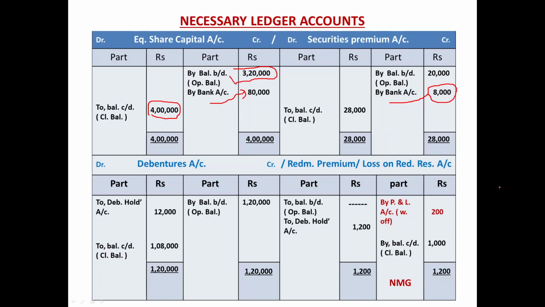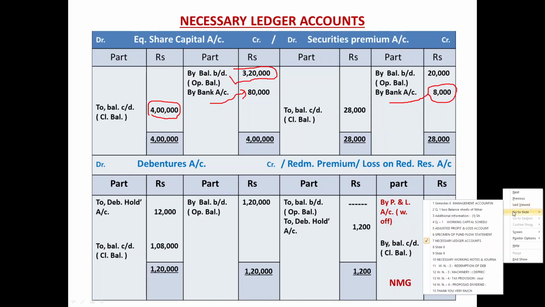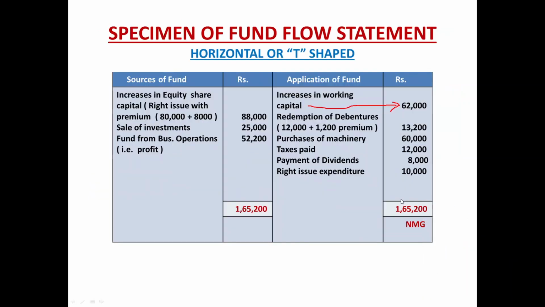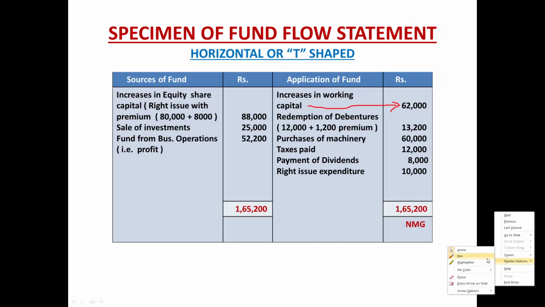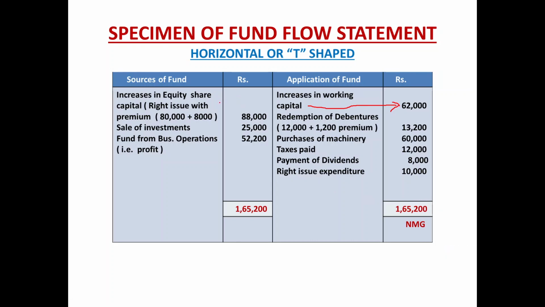Now the fund flow statement impact. The bank itself indicates that there was a receipt of fund due to this right issue. Rupees 88,000 has been received due to right issue. So in the fund flow statement, sources side, very first item, increases in equity share capital, right issue with premium, 88,000. So this was the fund flow statement impact of this transaction.